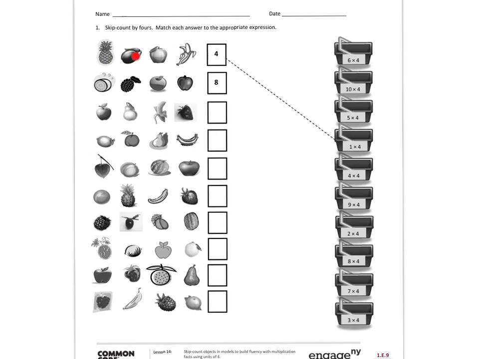So you'll see that we started off with one row of 4, which is 4. Then 2 rows of 4 is 8. 3 rows of 4 is 4 more, which is 12. And then as we're going, we can match to our multiplication expressions. So you'll see the first one, one row of 4 is 1 times 4. Then we have 2 rows of 4, which is 2 times 4. 3 rows of 4, 3 times 4. Okay, so you can see how this is going as we continue.